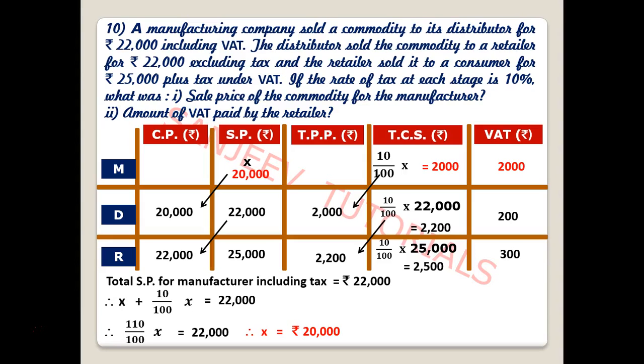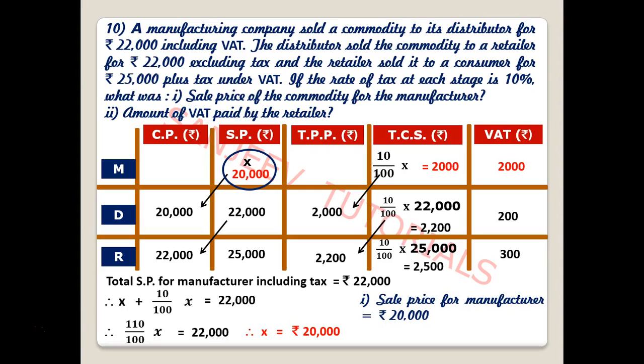In the question, the first part is the sale price of the commodity for the manufacturer. When I use the word sale price, it means the selling price for the manufacturer without tax. The selling price for the manufacturer without tax is there in the first row, that is 20,000 rupees. So I can say the sale price for the manufacturer is rupees 20,000.